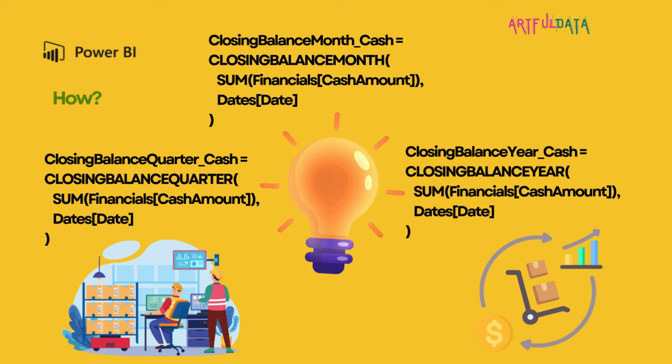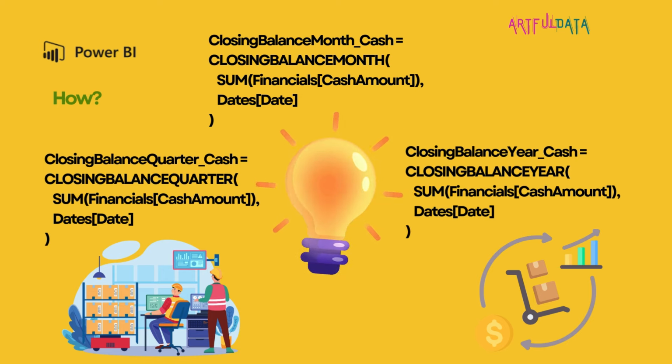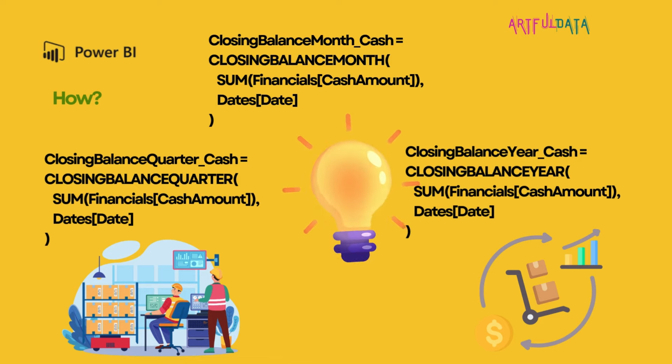These measures sum up the total cash available and return the balance as of the last date of each month, quarter, and year. It helps us to evaluate the company's liquidity at the close of each period, allowing us to assess whether cash reserves have increased or decreased.